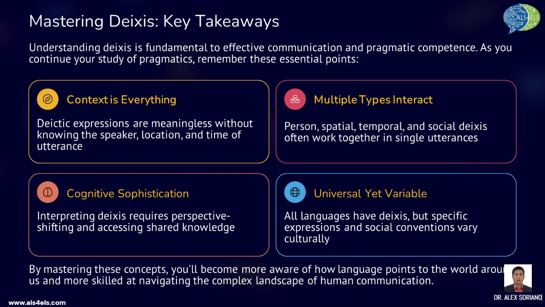Cognitive sophistication: our brains have to work hard to interpret deixis, constantly shifting perspectives and using shared knowledge. Universal yet variable: while deixis exists in all languages, the specific expressions and how they are used socially can vary greatly from culture to culture. By understanding these concepts, you'll be more aware of how language works and become better at navigating the complex landscape of human communication.